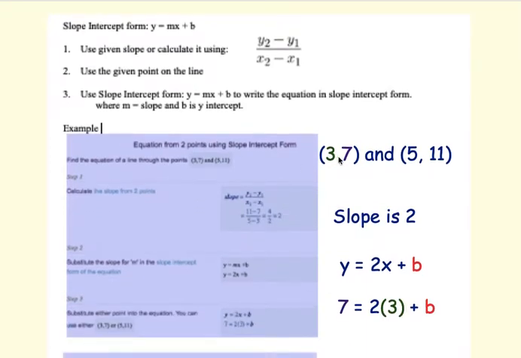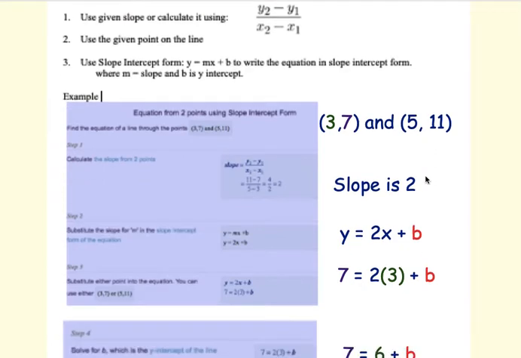The ordered pairs are (3, 7) and (5, 11). And if you take a little bit of time, you're going to find out the slope is 2, which I just took the y's, I subtracted them, and I subtracted the x's. As long as I stay consistent, I'm okay.